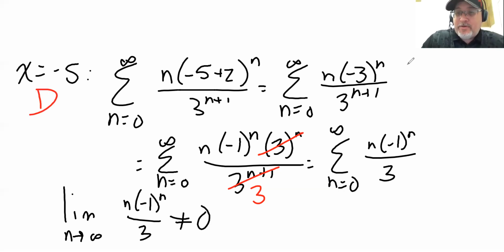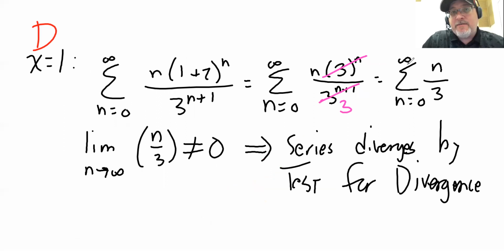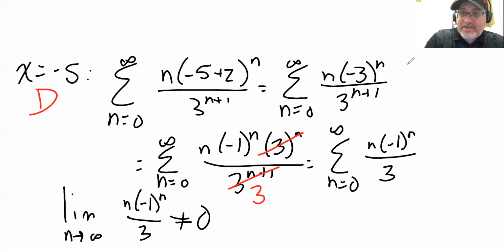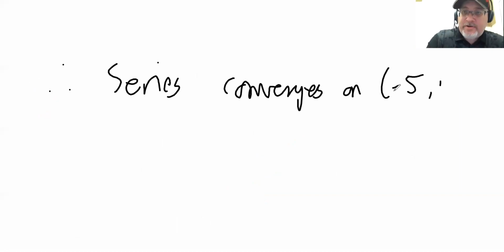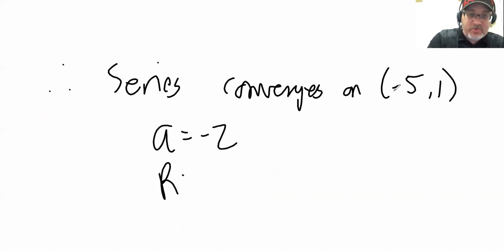So here's an example of an interval of convergence where we get convergence on neither endpoint. And so we can wrap this problem up. Therefore, the series converges on the interval -5 to 1. The center was -2, the radius was 3.